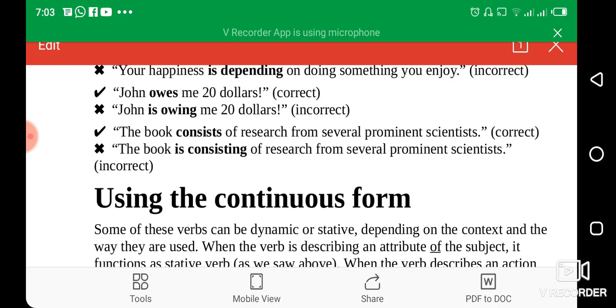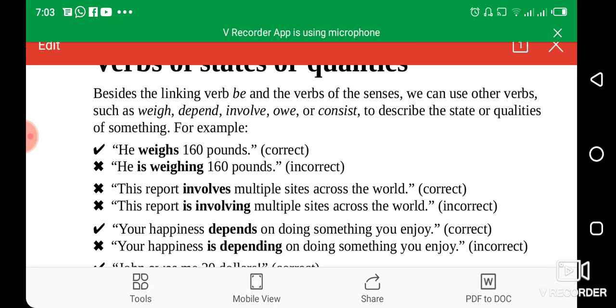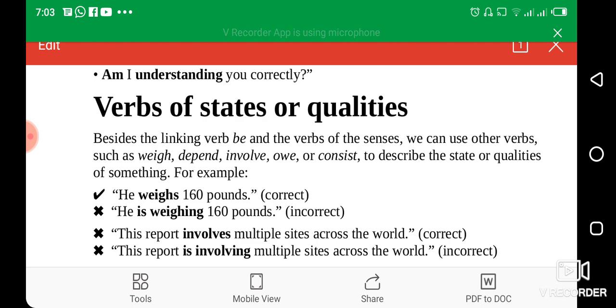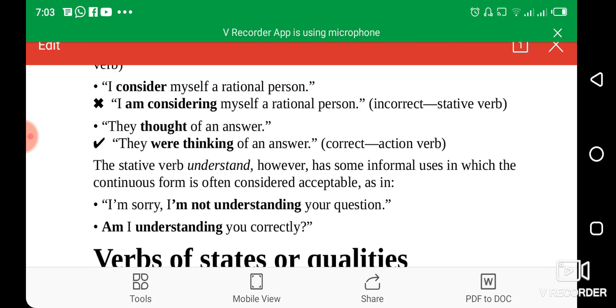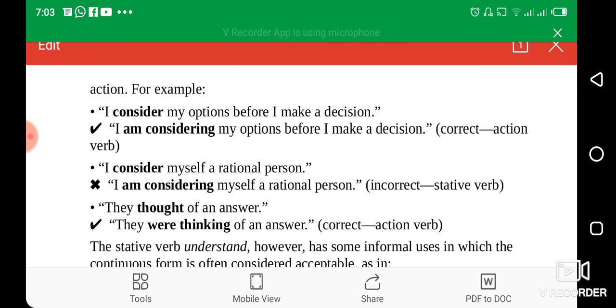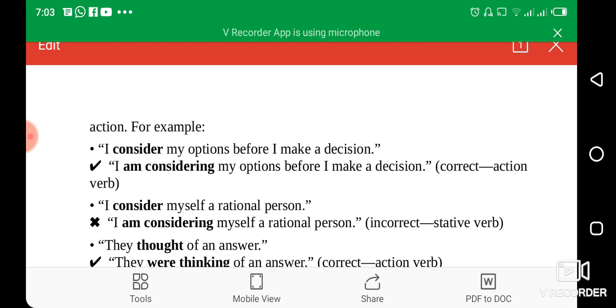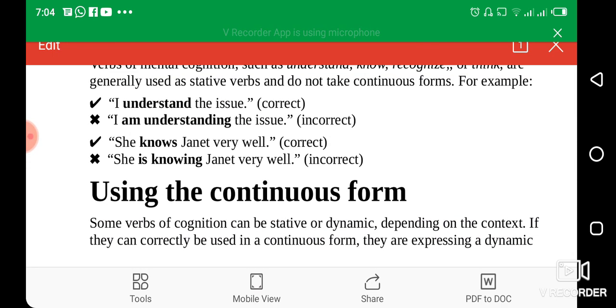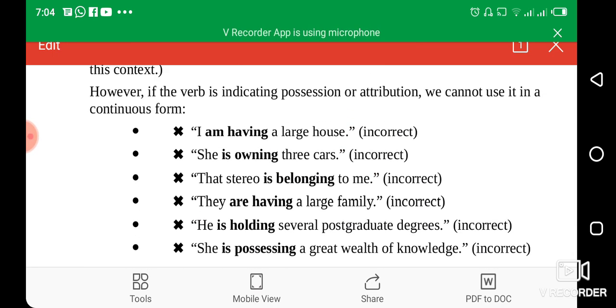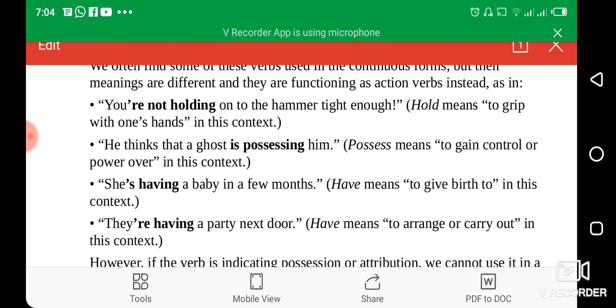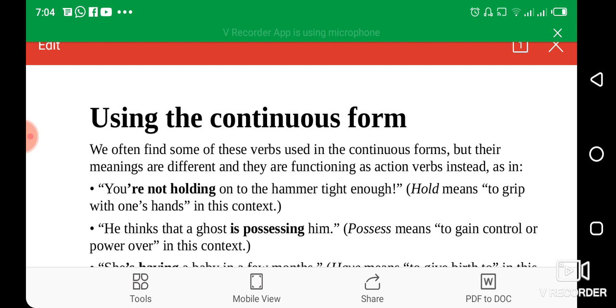I hope you have understood the use of these words like weigh, depend, involve, owe, consist to describe a state. The only thing you can do is listen to this video 2 to 3 times and explain this video to someone else who can understand you, and in this way this can be helpful for you. This was my little effort to help you understand the language, of course the English language, as I'm an English teacher.